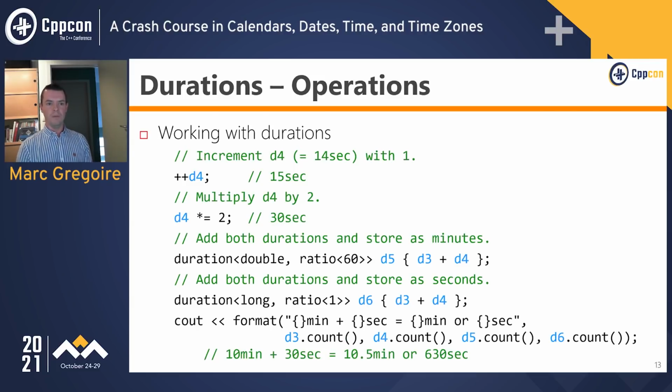And now the duration has a count method. So you can use count to retrieve the number of ticks of a specific duration. So here we are outputting the number of ticks of D3, D4, D5, D6, and then we see that we calculated that 10 minutes plus 30 seconds is 10.5 minutes or 630 seconds.